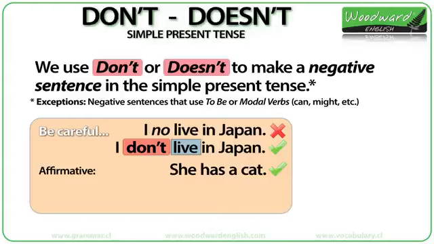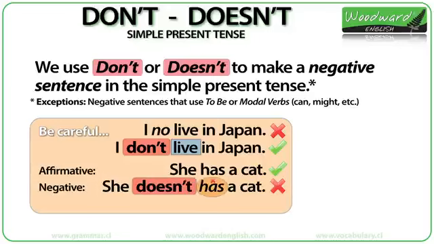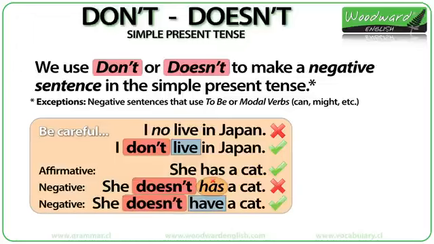We say, she has a cat. We do not say, she doesn't has a cat. This is not correct. We need the base form of the infinitive, which is have and not has. The correct way is, she doesn't have a cat.